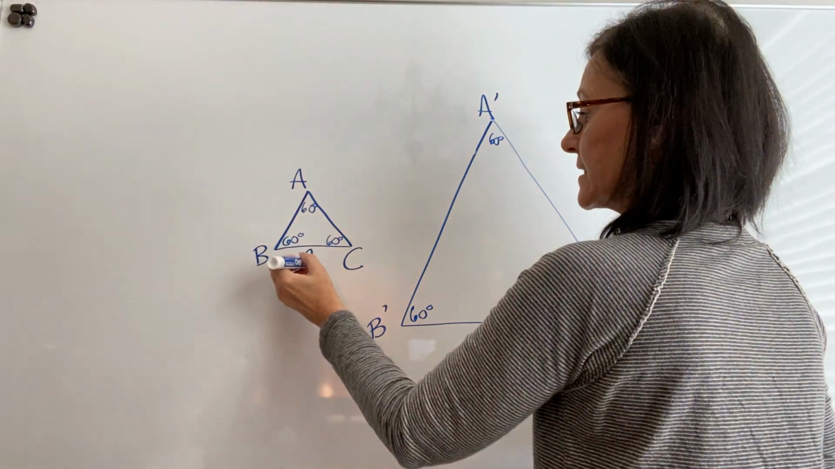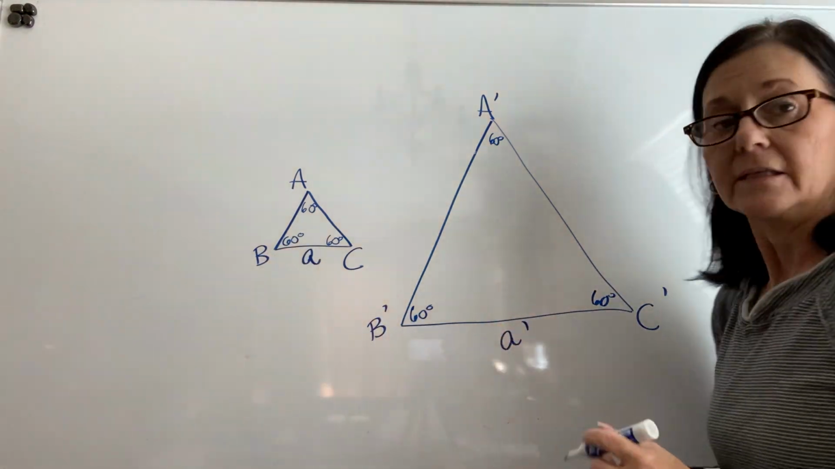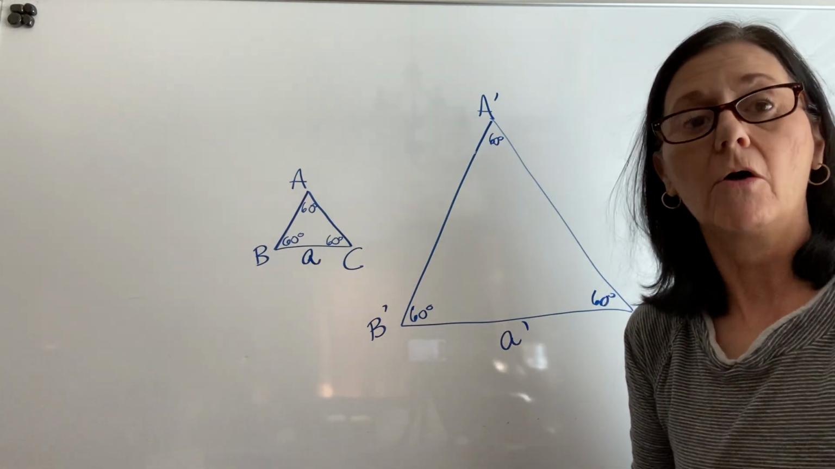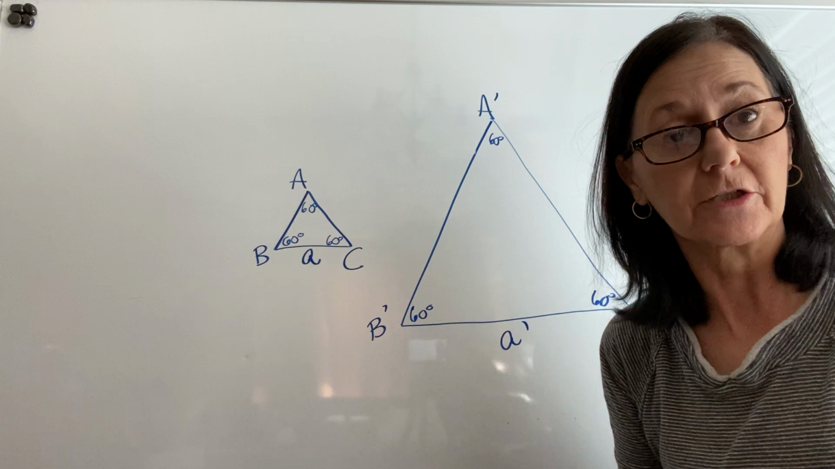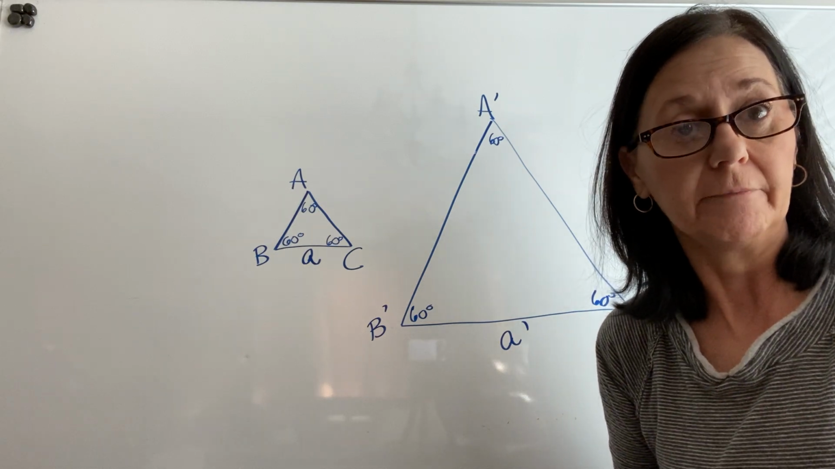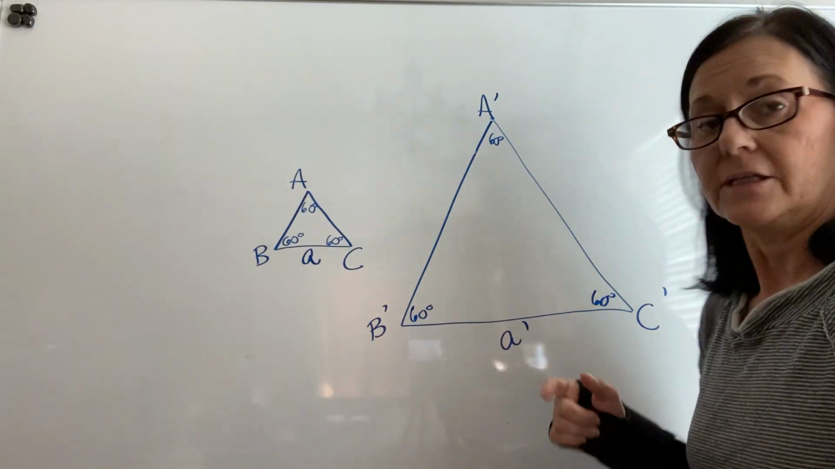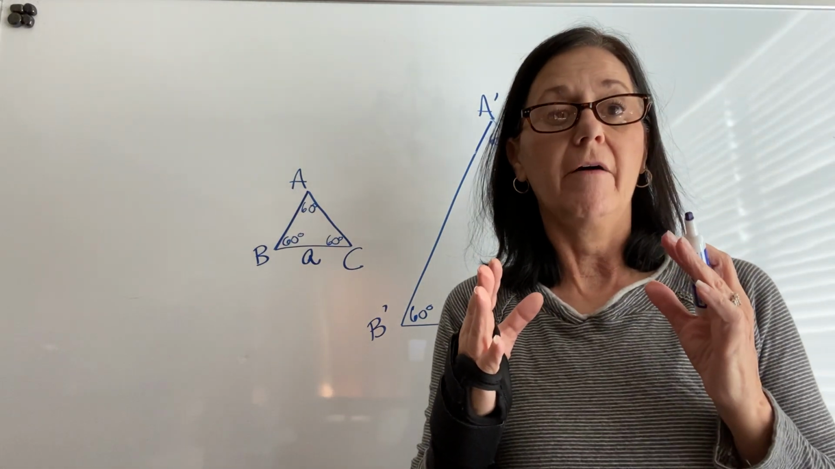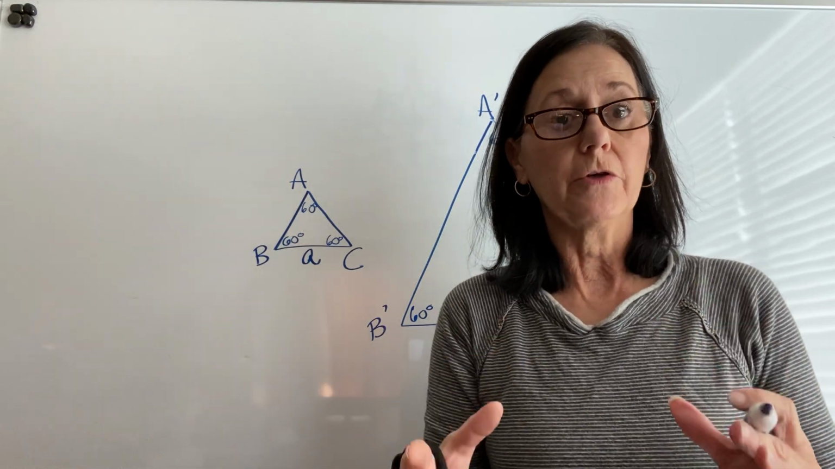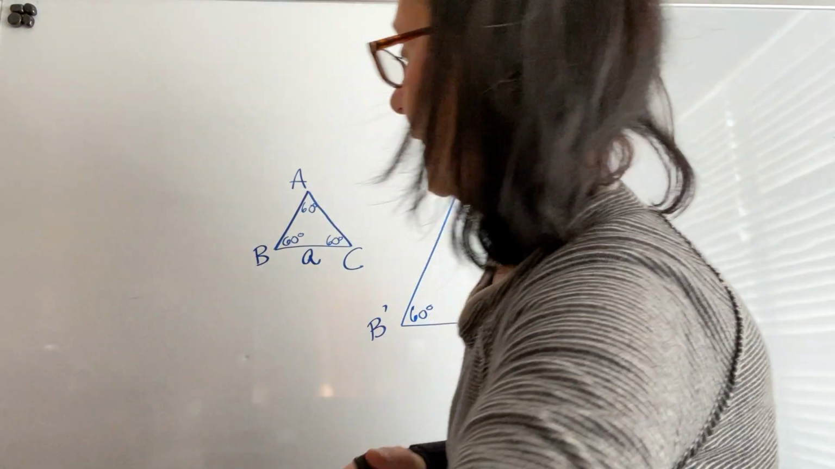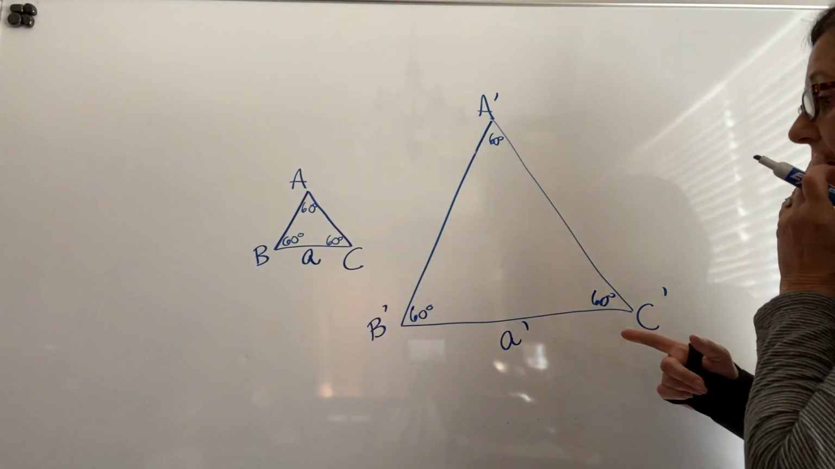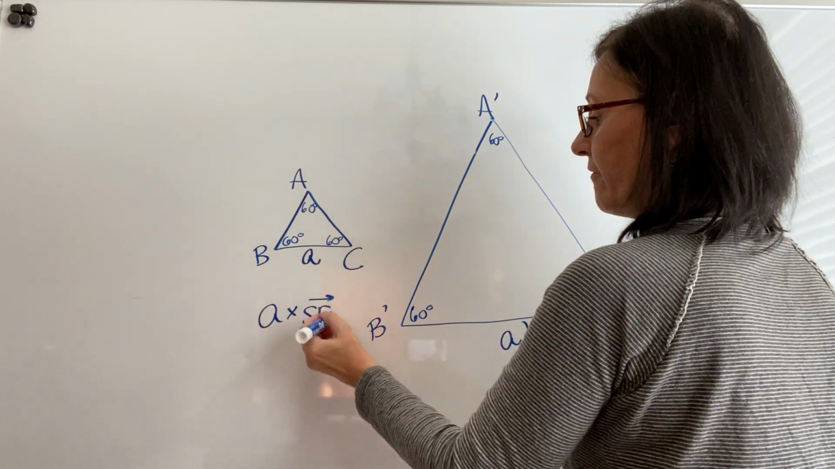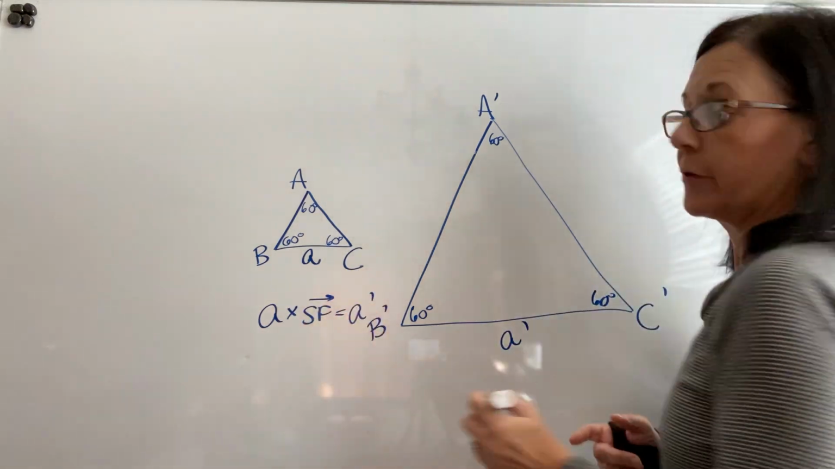But if I'm looking at the sides, they are going to be proportionate. There's some ratio or scale factor that I can multiply it by to get to this other one. All right, so this is very much what we use with parallel lines. So look, if I take A times some scale factor, I can get to A prime.